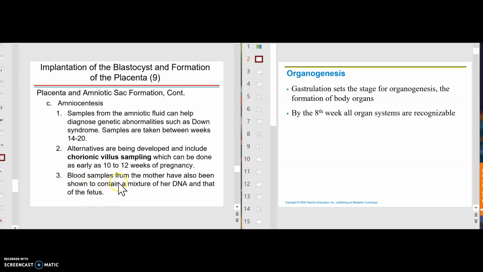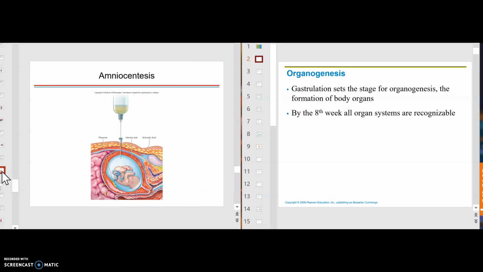Another thing that can be done are blood samples from the mother, because some of the blood has leaked into the maternal circulation, and we know that now, even though it's supposed to not be an exchange between the mother and the fetus, you can take some samples from the maternal blood. Here's a picture of an amniocentesis being done there, drawing some fluid.